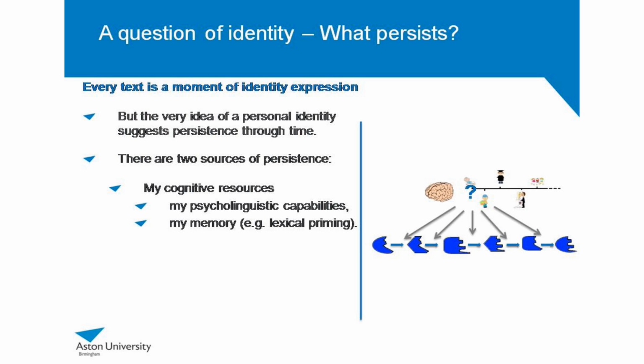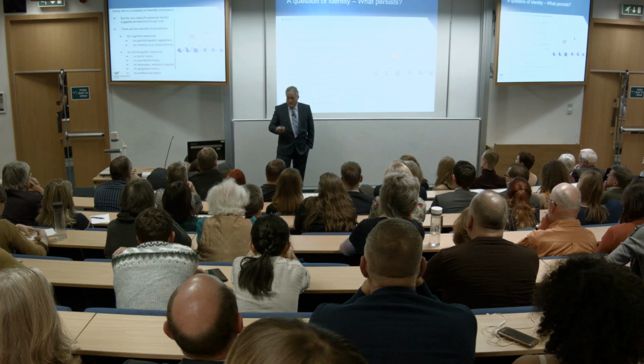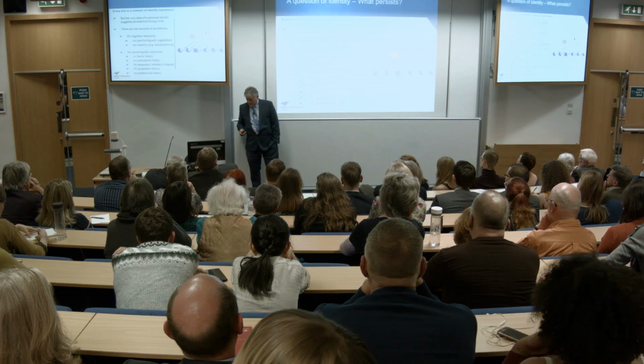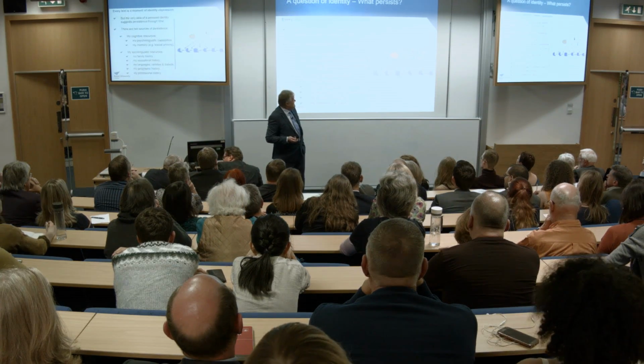The other main area of persistence of resource is my sociolinguistic history. Which has to be enabled by my cognitions. But my personal route through life is different from yours. Even if I had a twin brother, that's true. So these are the two things that can stay the same.